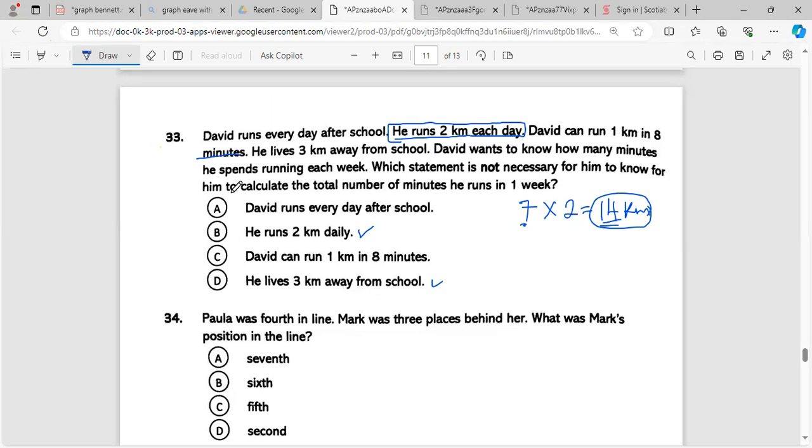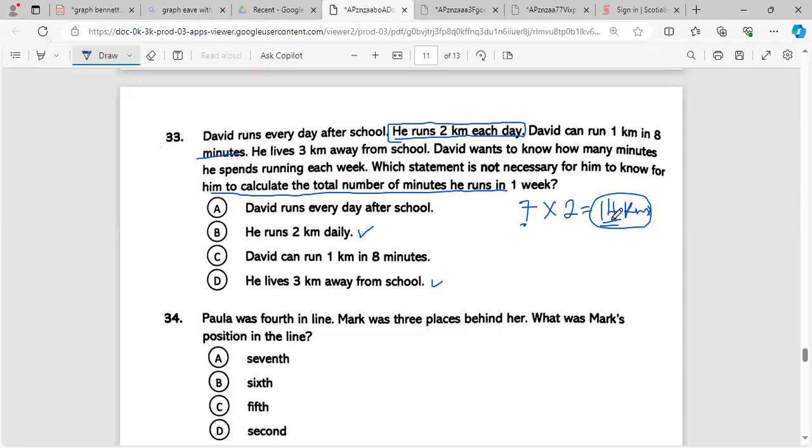So technically, we can calculate how many minutes he runs for. Because they say for every 1 kilometer, he's going to run 8 minutes. So for the 14 kilometers.